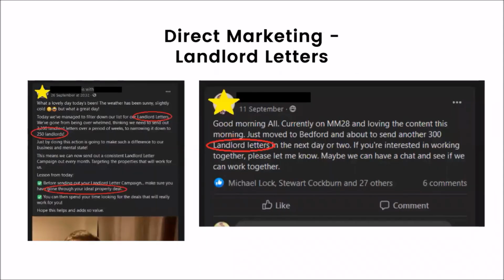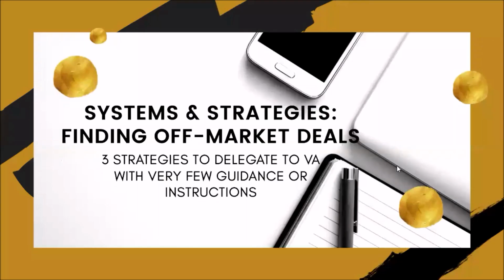We've also got some more examples here of investors using landlord letters as a direct marketing strategy to generate leads in finding motivated and tired landlords. So you've got here, these are Facebook posts. This person has sent 250 landlord letters. Okay, this one has sent 300 landlord letters. Here we go.